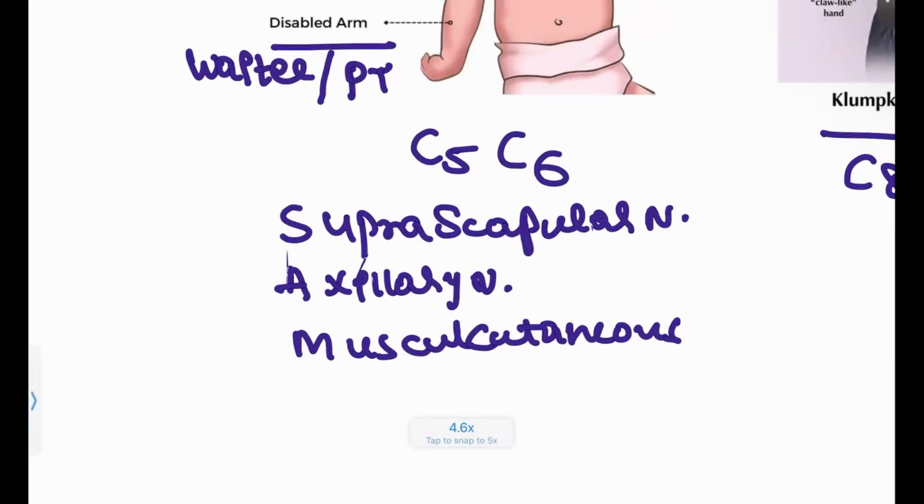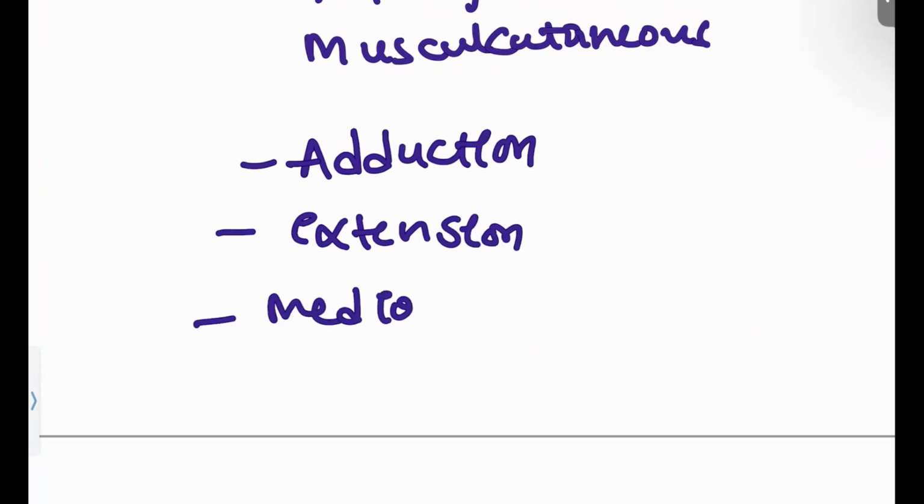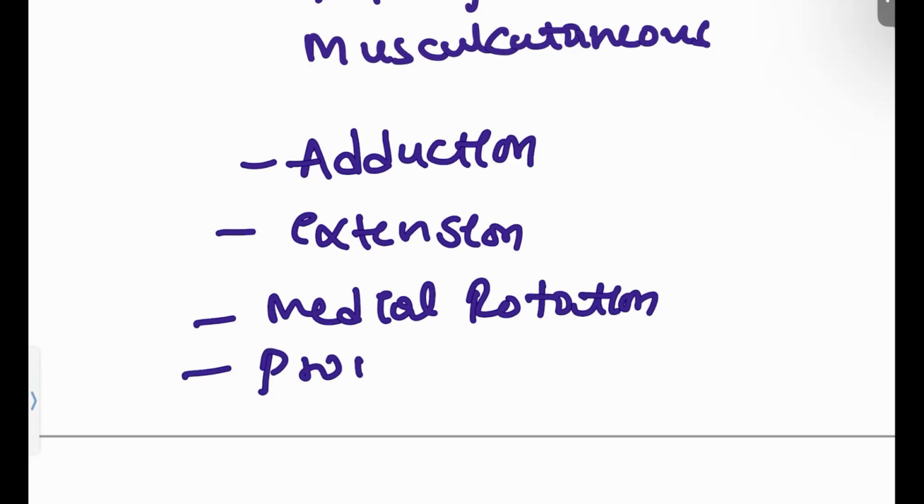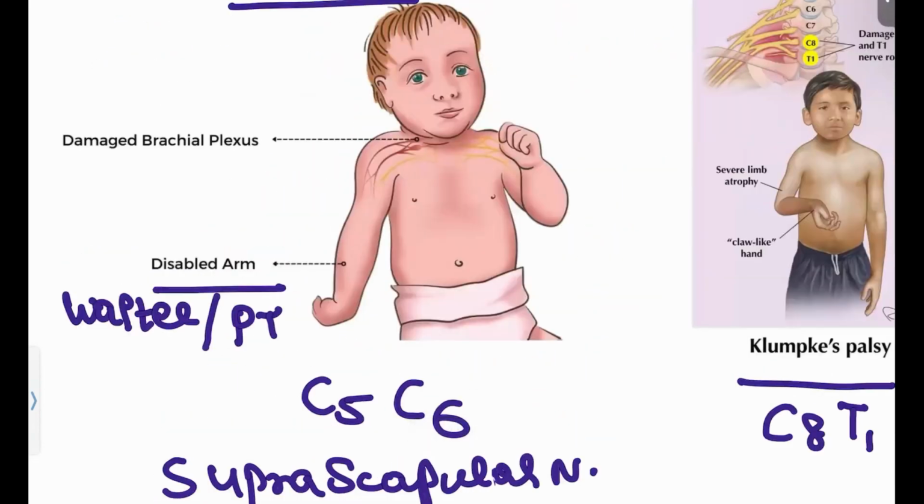What are the major actions that are decreased in this patient? The patient will be having adduction and also extension, medial rotation and pronation, right? All these actions can be seen in this patient. This patient is adducted, that means it is coming near. Abduction means going outside, and it is medially rotated, and there is only pronation that we can see. So this is what an Erb's palsy patient is having.